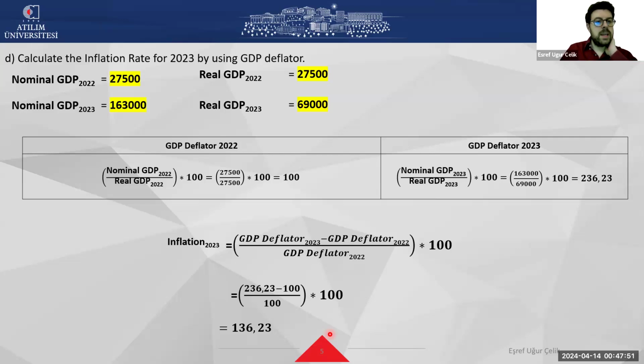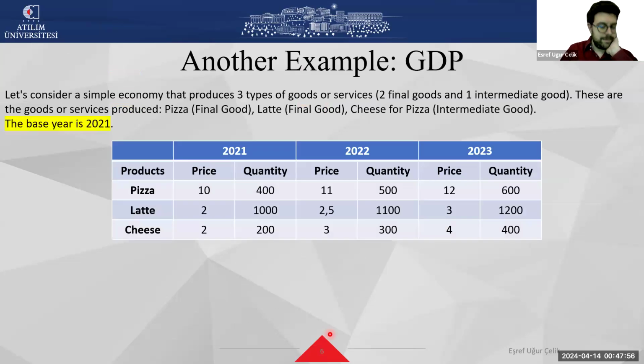Okay, let's make the same example to understand easily. This time we see 3 years and 3 products. If you don't read the questions, you are on the wrong way. Let's tell the story. A simple economy that produces 3 types of goods and services. Okay, 3 types of goods. 2 final goods and 1 intermediate good.